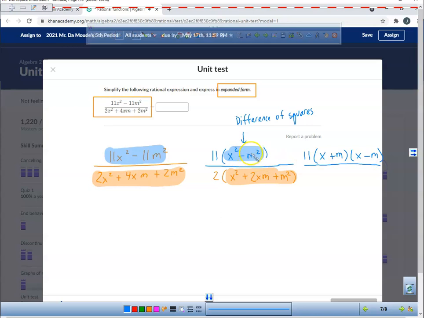This is one of the most commonly tested things on any math test that I've ever taken is they have difference of squares hidden inside of problems, okay? Either students recognize them or they don't recognize them, okay? This is not a difference of squares. This is what's referred to as a perfect square trinomial.